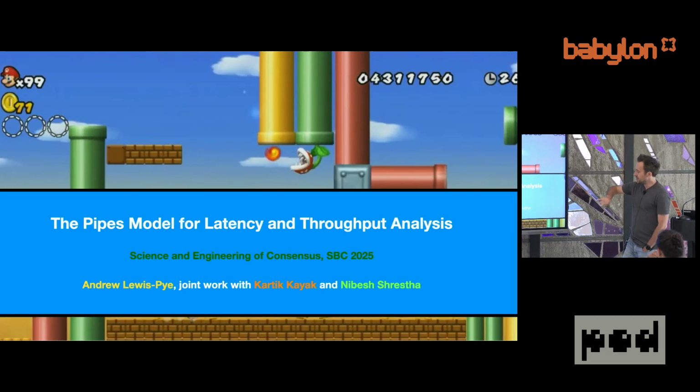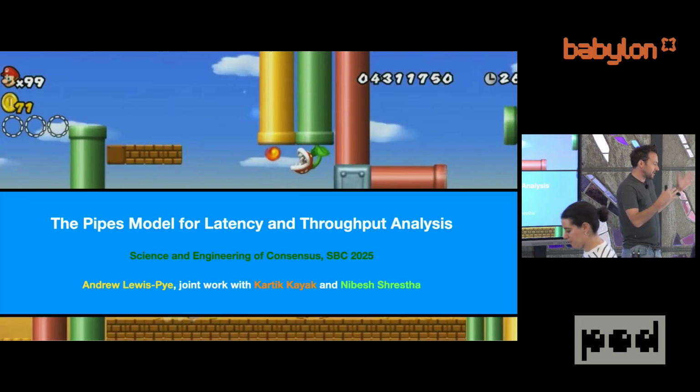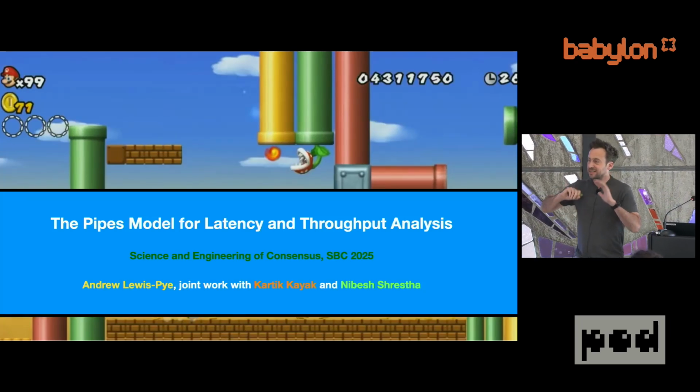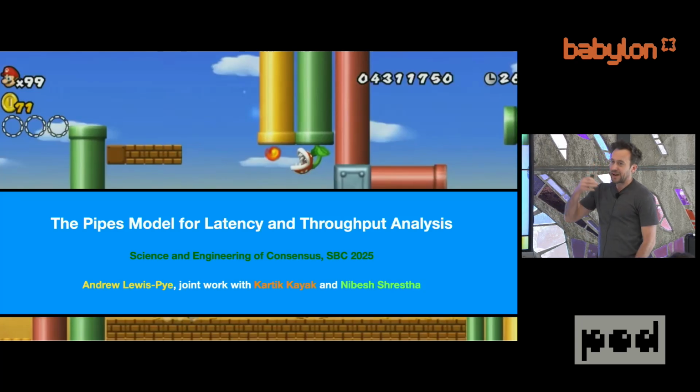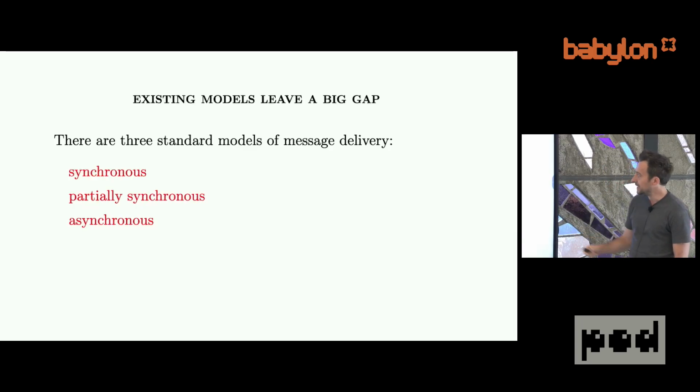So yeah, I'm going to talk about some recent work which was with Kartik and Nibesh, which is aimed at addressing what we see as a significant gap in the literature. Specifically, that's the lack of formal methods for analyzing properties of a blockchain protocol, such as the maximum throughput that it can handle. Okay, so let me explain what I mean by that.